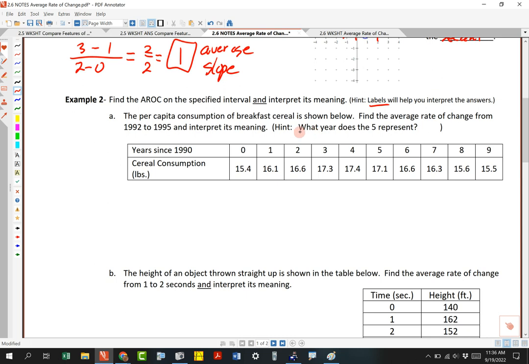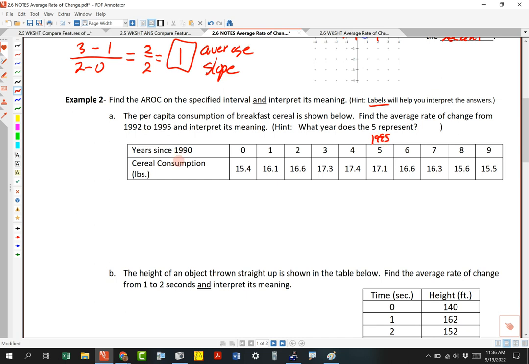And the first thing is this. Hint, what does the 5 represent? What does that 5 represent? I want you to think. Don't let somebody else figure it out for you. Pretend this was a test. It's an easy question, but you got to think about it for a second. Caleb, what does it mean? 1995. That's all it means, 1995.